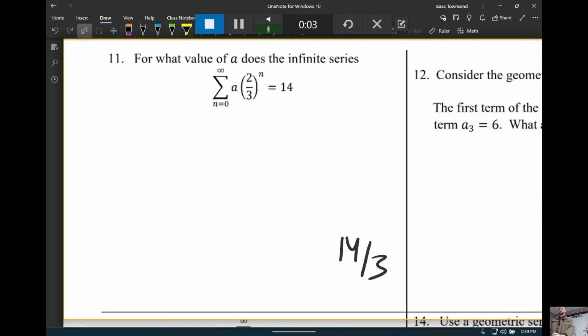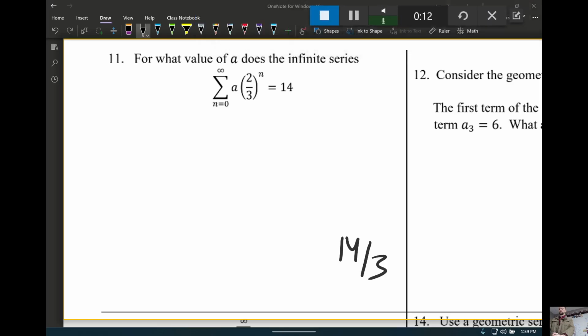Okay, so for what value of A does this infinite series equal this? First off, I recognize this as a geometric sequence, or geometric series, I should say. But if you can't recognize this pattern yet, it never hurts to just plug this in, get your first value, then plug in the next one, which would be 1, to get the next value. Plug in the next one here, which would be when n is 2. Oops, this would be A.